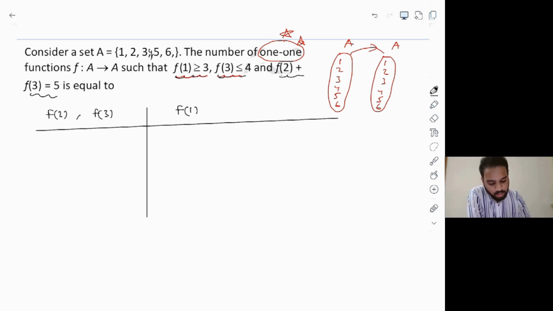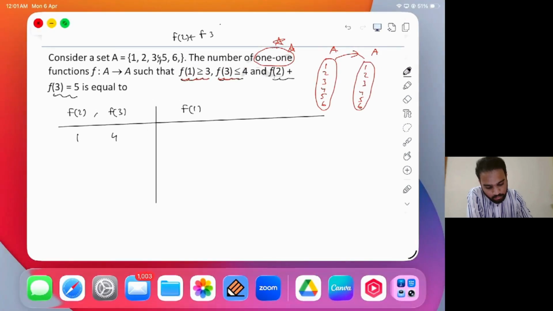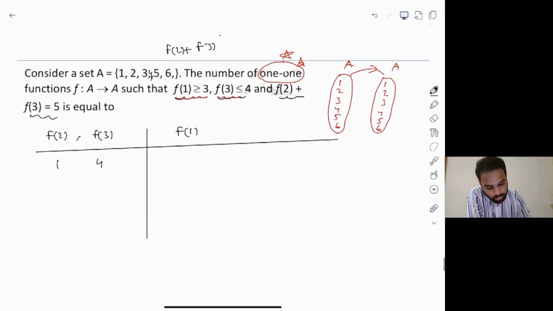Now, first thing, f of 2 and f of 3 can be 1 and 4, because 1 plus 4 equals 5. As per the question, we have to keep in mind that f of 2 plus f of 3 should be equal to 5. So if you add both these, you have to get the answer as 5. So one possibility is 1 comma 4 here.